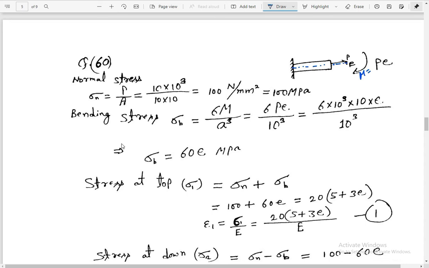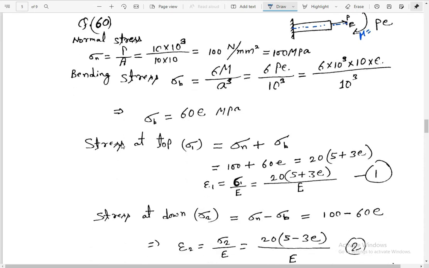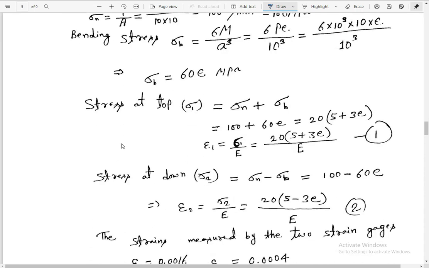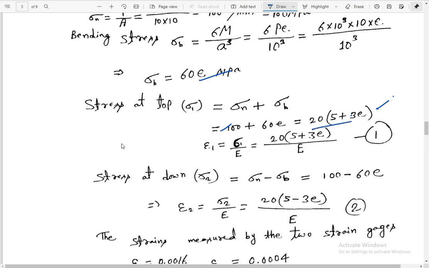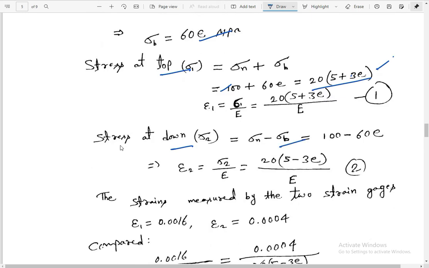Stress at top is equal to sigma n plus sigma b. We have to add normal stress and bending stress. Normal stress is given, bending stress we just found, 60E. Then we got this one. Strain is equal to sigma 1 by E. Sigma 1 we just found. Stress at down, this is for at top. For down again we will find sigma n minus sigma b.